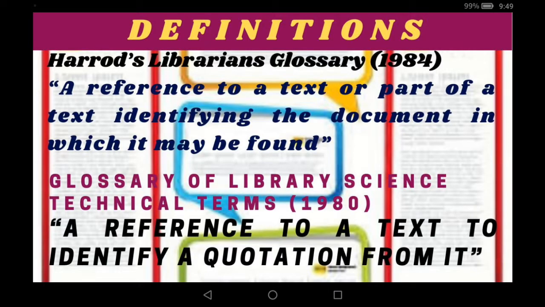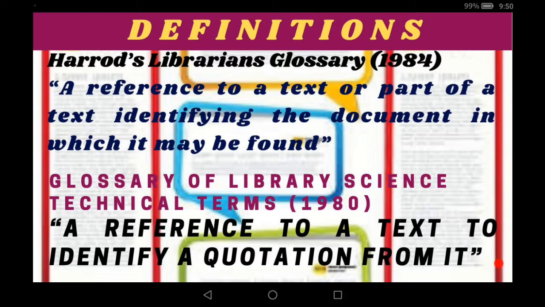Let's look at some definitions. That is basically a theoretical part, and you must know these definitions. Sometimes they can also be asked in your paper. First one is from Harrod's Librarians' Glossary, published in 1984: a reference to a text or part of a text identifying the document in which it may be found.